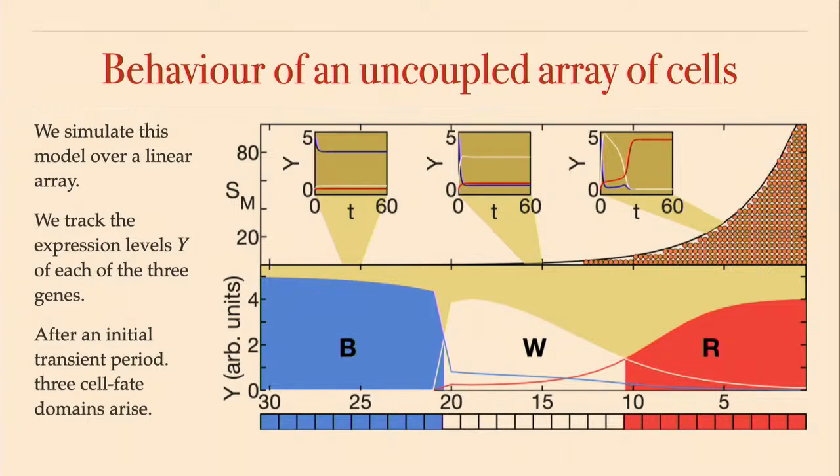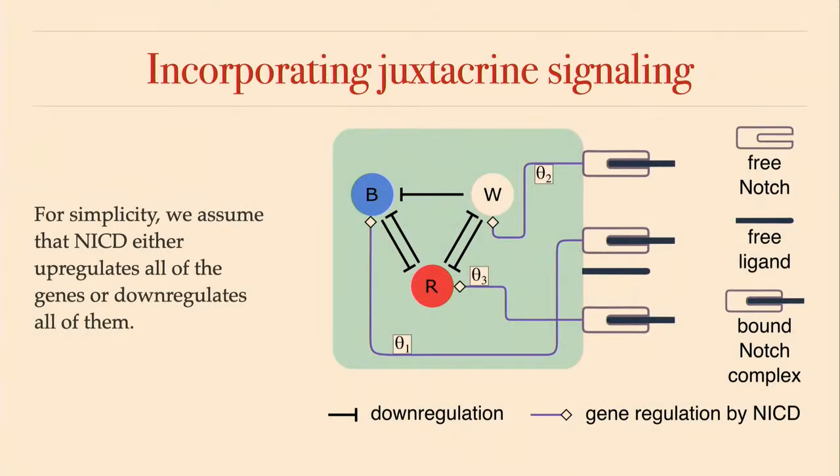So now the question we ask is, all right, so far so good, but is it possible to now tune the flag? That's what we want to try. For this, let's have Notch receptors and ligands on the surface, and wherever you have a bound Notch complex, Notch binding to ligands of a neighbor, it can have some effect. The NICD, as I said, will cleave off, translocate to the nucleus, and have some downstream effect on the three genes, right?